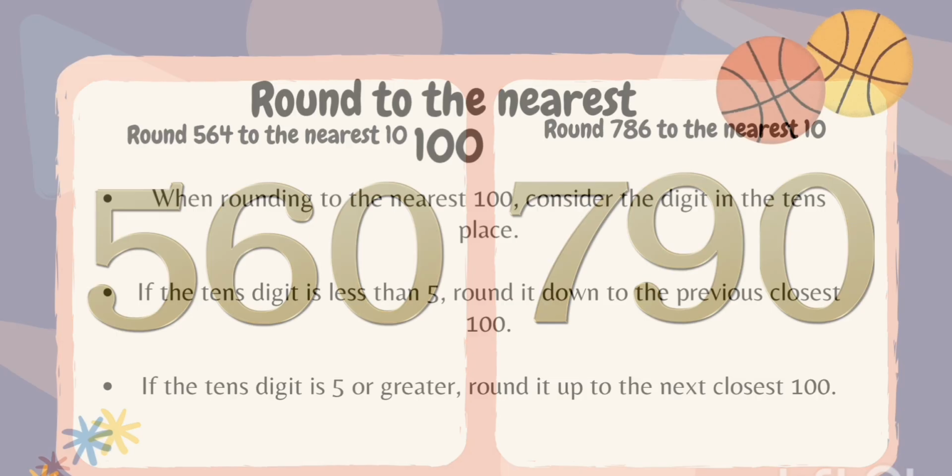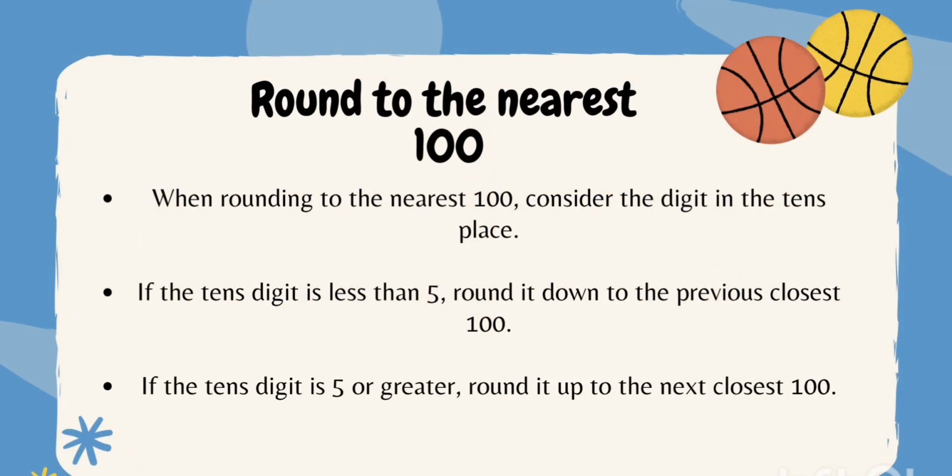Next, round to the nearest 100. When rounding to the nearest 100, consider the digit in the tens place. If the tens digit is less than 5, round it down to the previous closest 100. If the tens digit is 5 or greater, round it up to the next closest 100.